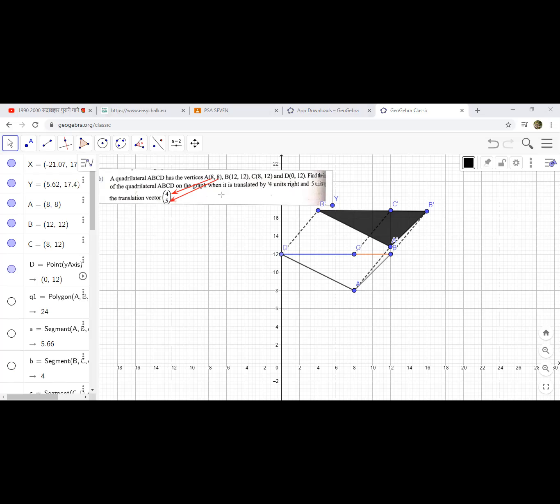Do you understand? We can directly find out the coordinate of A dash without plotting on the graph.